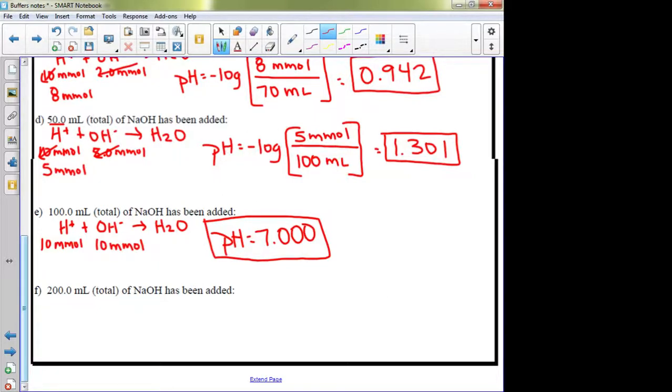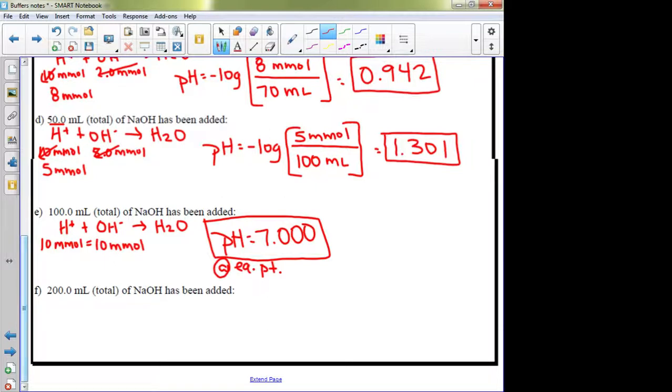So when I have a strong acid and a strong base, and the number of moles are equal to one another, then my pH at that point is 7, and I know that I am at the equivalence point, because the equivalence point is when the number of moles of acid and the number of moles of base are the same. Everybody with me? Yes?